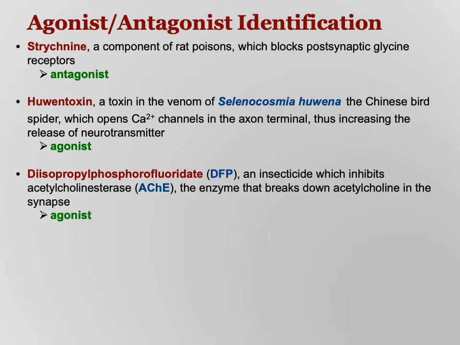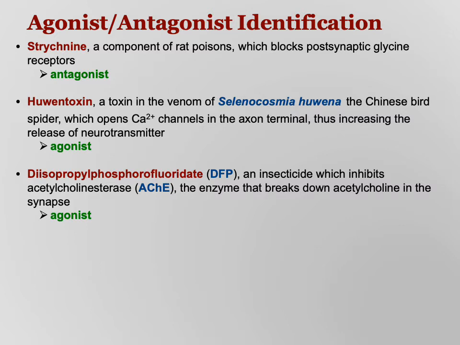You're thinking, wait, it inhibits. I thought that was an antagonist. No, you have to pay attention. Don't just key on the word block or inhibit. You've got to actually think about what it does. Remember, acetylcholinesterase was the enzyme that takes acetylcholine out of the synapse. So if you inhibit that enzyme, then extra acetylcholine stays in the synapse, and therefore we have extra effect of the neurotransmitter.